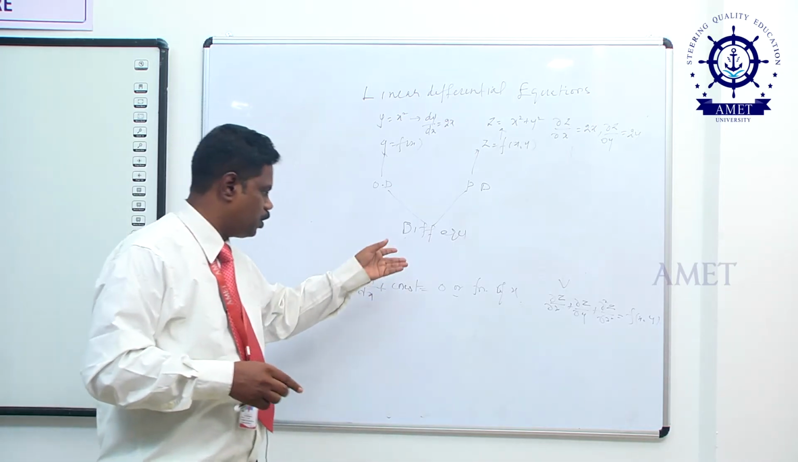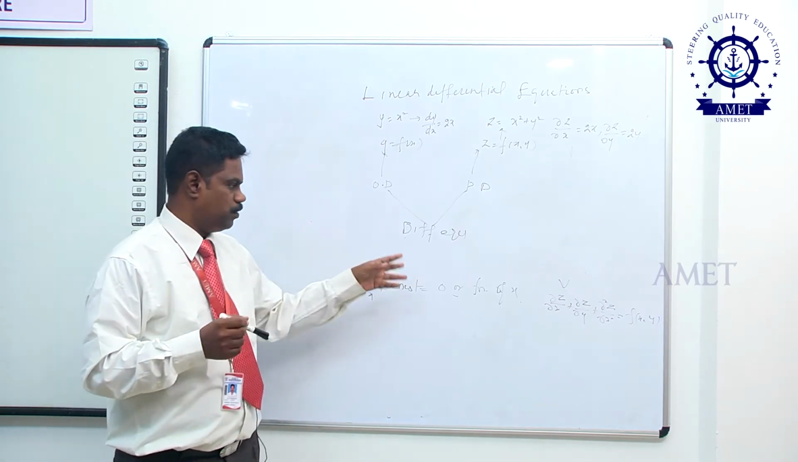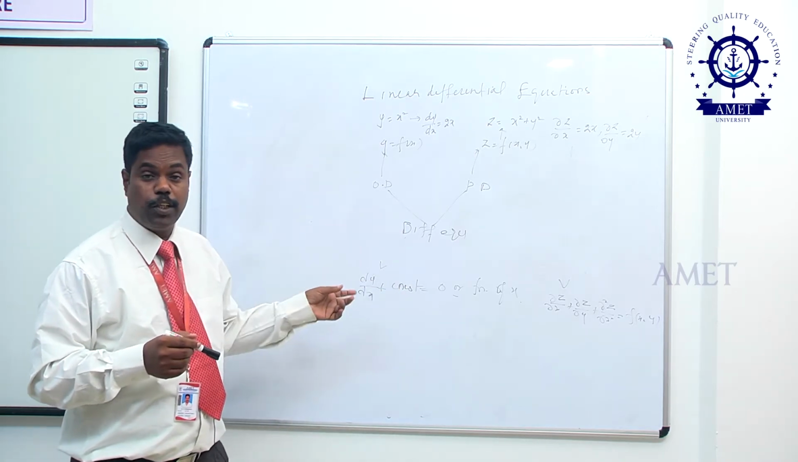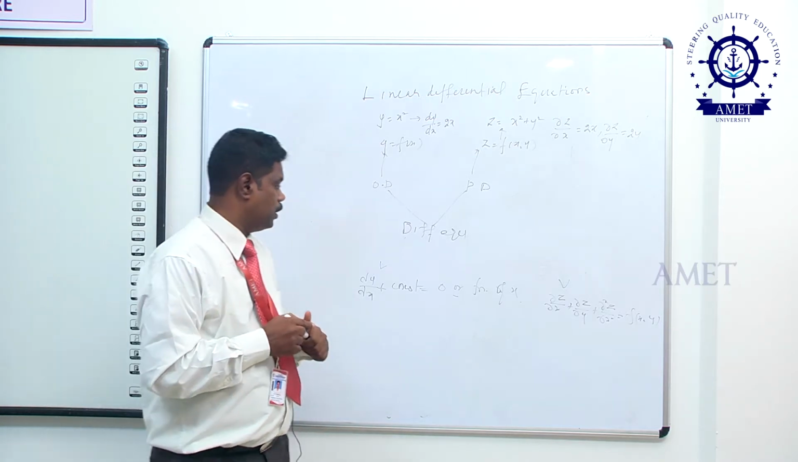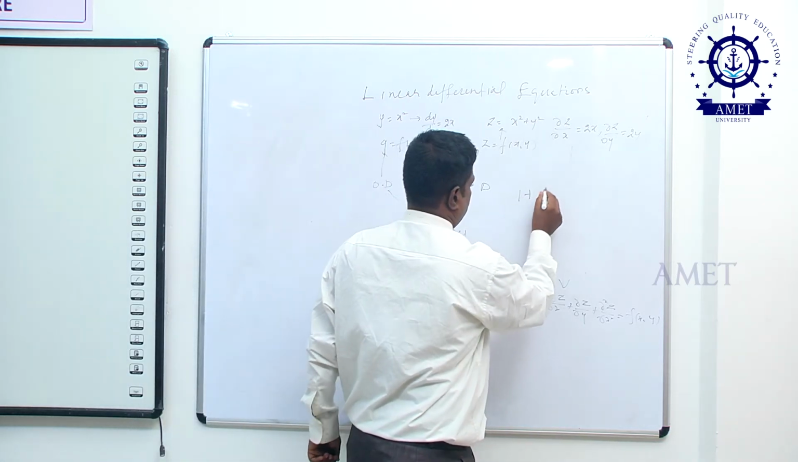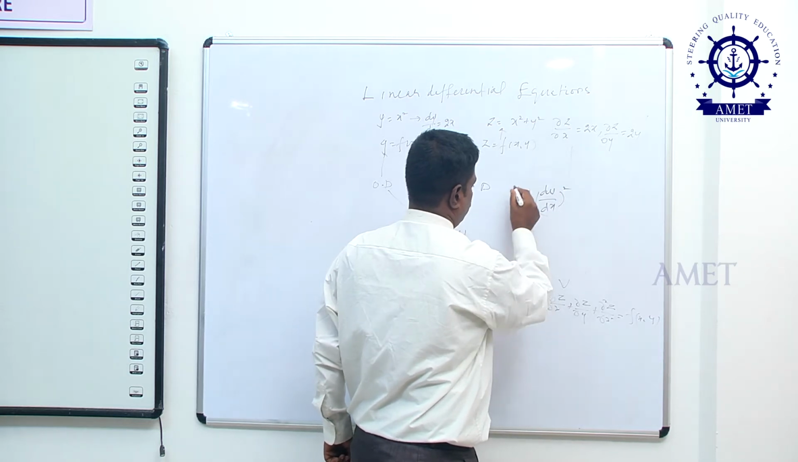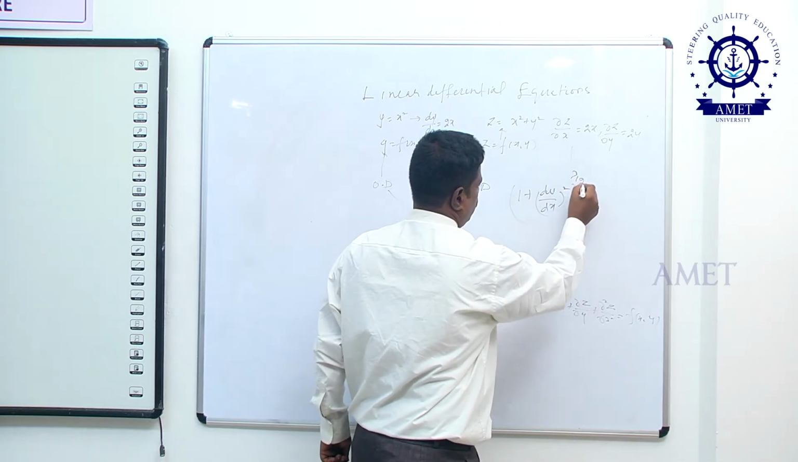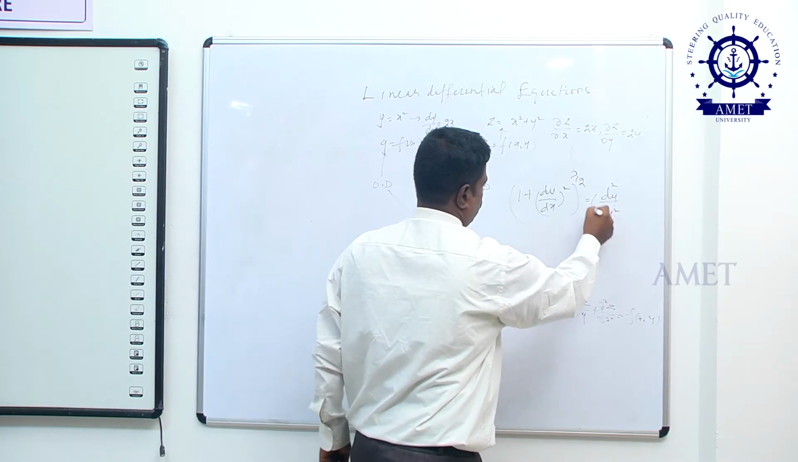Now, you should know what is order and what is degree. The order of the differential equation is the highest derivative occurring in an equation. For example, 1 plus dy by dx power 2, whole power 3 by 2, is equal to d squared y by dx squared.